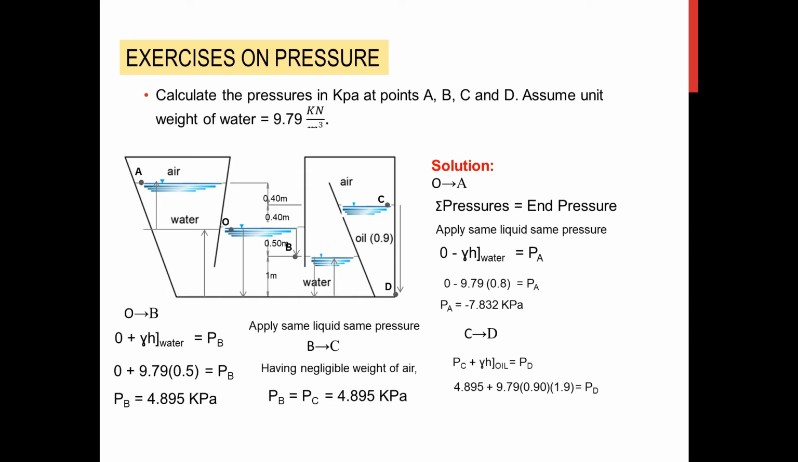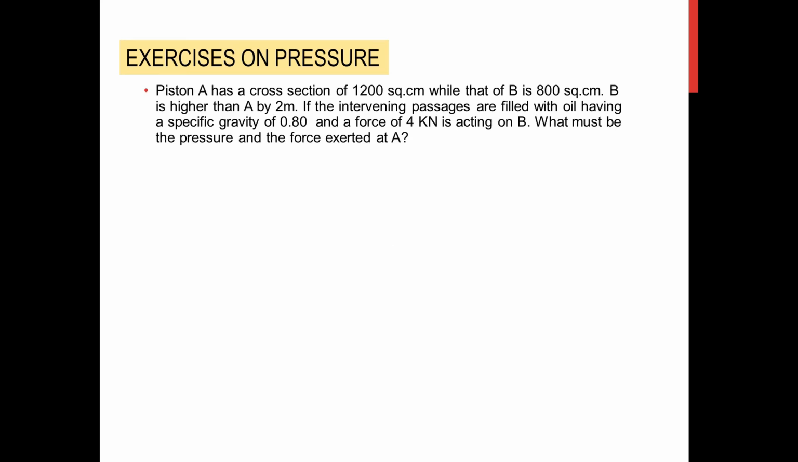Substituting the value of PC, 4.895, and the values of the height and the specific gravity. The height here, in the figure, we can have the sum of 1 plus 0.5 plus 0.4, so that will be equal to 1.9. So we can now derive the value of the pressure at D, which will be equal to 21.64 kilopascals. So that is about this problem. Next problem.